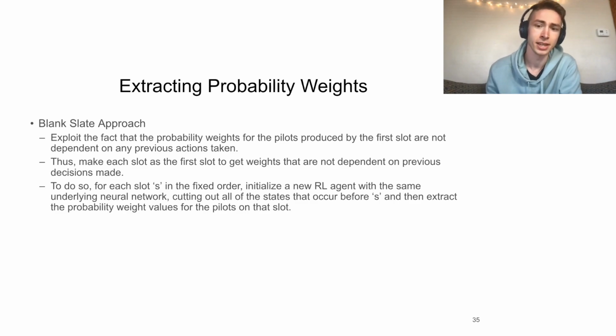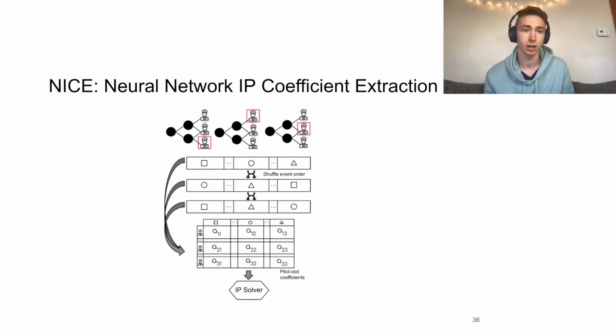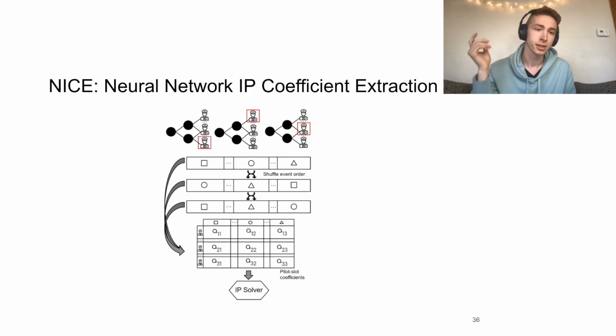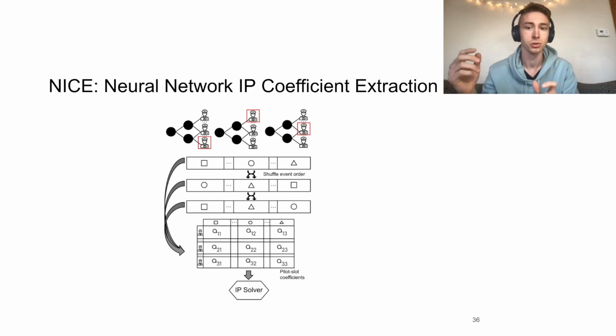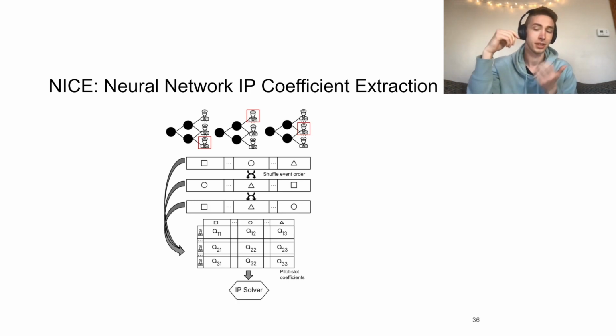And here's a diagram that shows what this looks like with the Monte Carlo approach, where we shuffle the event order, run a round of scheduling. We do that 3 times. And then from those 3 times, we extract by averaging the coefficient for each of our decision variables. We put that into our matrix, or as a coefficient in our integer program's objective function, and then put that into the integer programming solver.